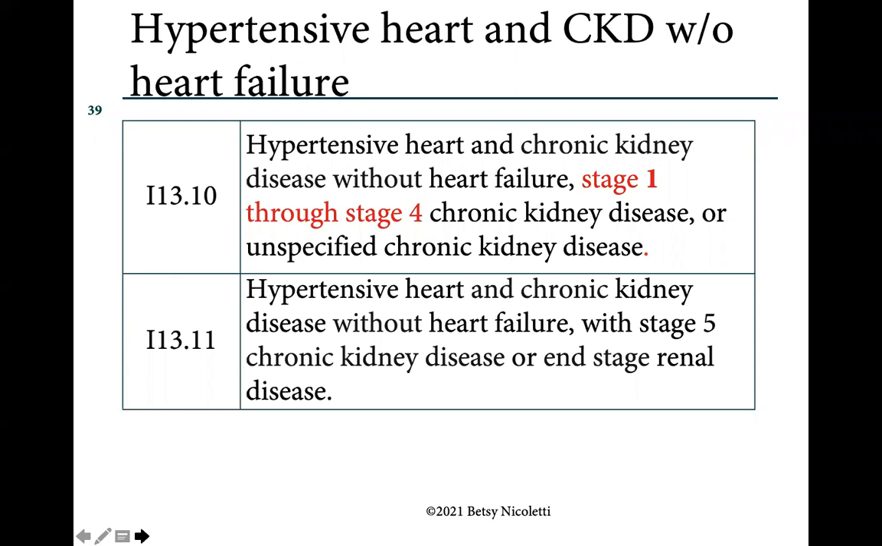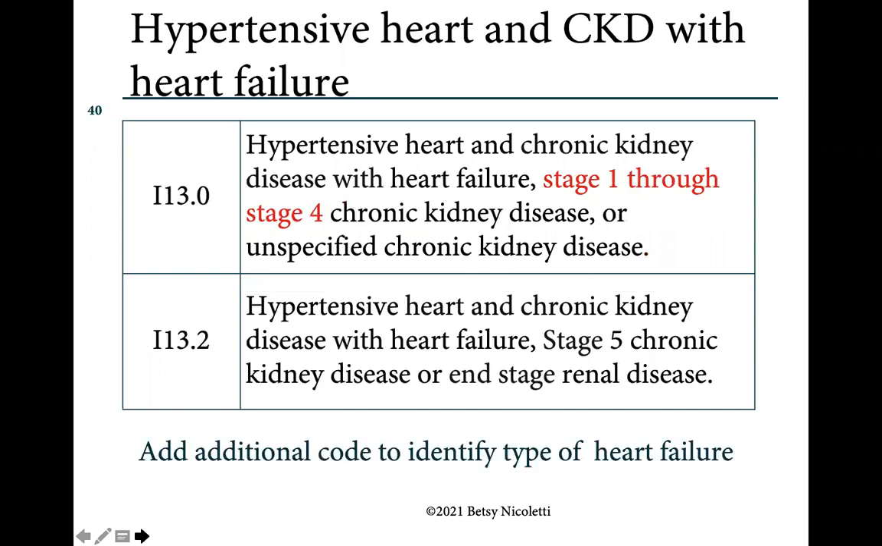If the patient has both of those conditions, ischemic heart disease and chronic kidney disease, then we use these codes, and we add a code for the stage of the chronic kidney disease. And if the patient has heart failure with these other conditions, we have a different set of codes, and we use an additional code to identify the type of heart failure.